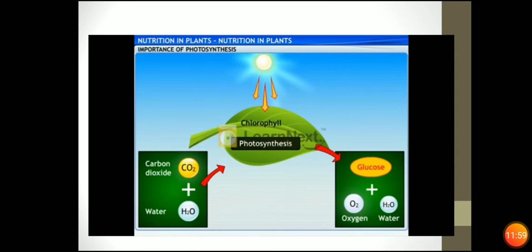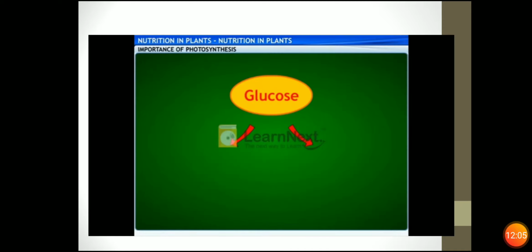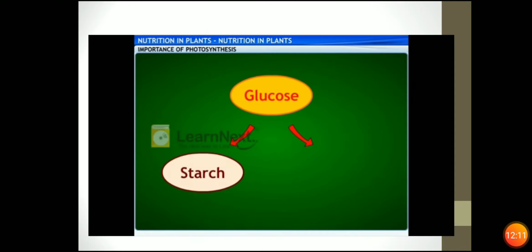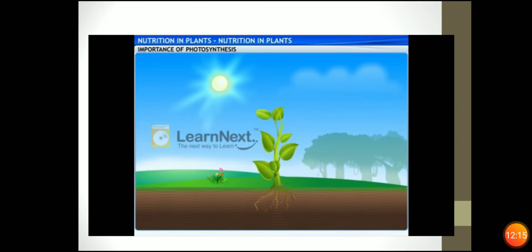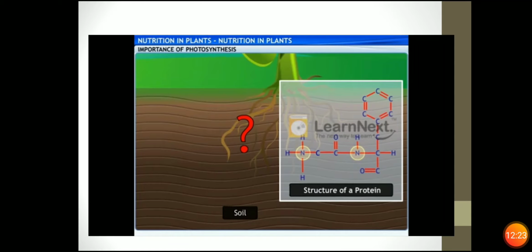As we saw, during photosynthesis, plants produce food in the form of glucose. This is then converted into complex compounds called carbohydrates like starch, cellulose, etc. Plants also prepare proteins with the help of nitrogen, which is obtained from the soil. Are you wondering how the nitrogen got into the soil?